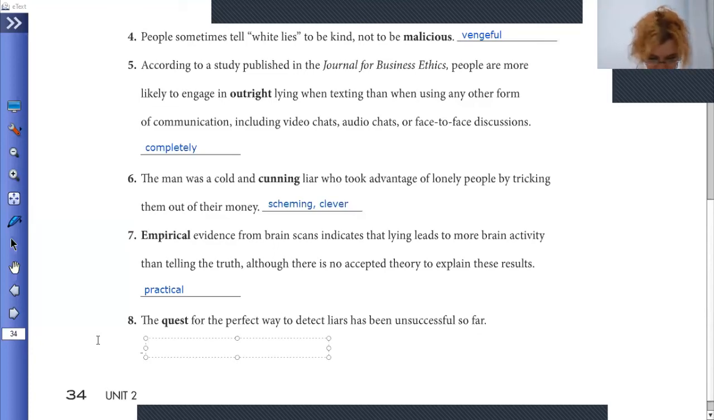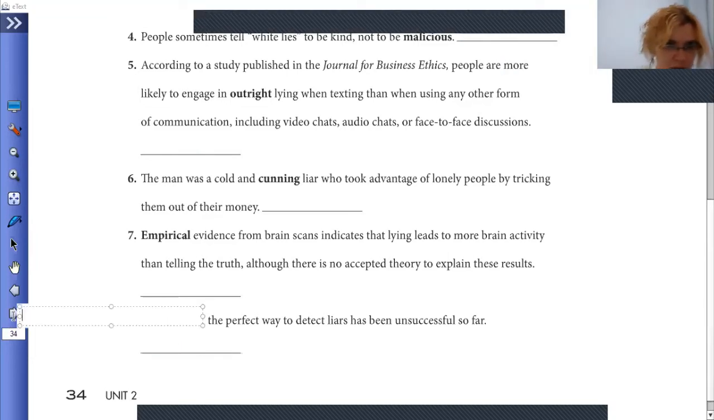The quest for the perfect way to detect liars has been unsuccessful so far. The synonym is search. Yeah, like search or hunt, yeah? Quest is like a search. Yeah, cool. Thank you. Okay, guys, we're going to go to the next page. Number 9.